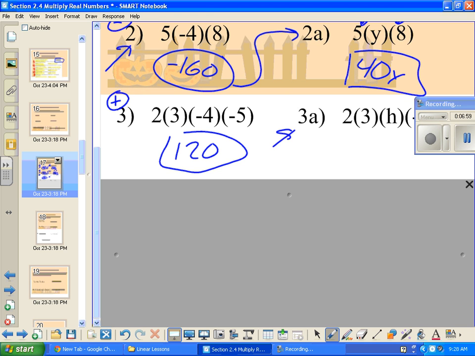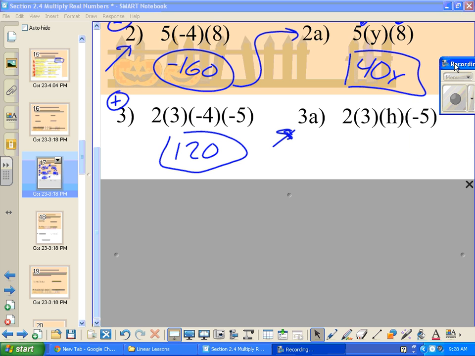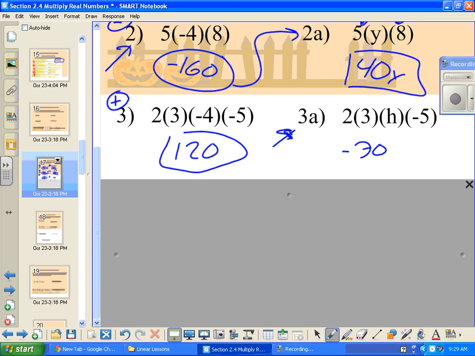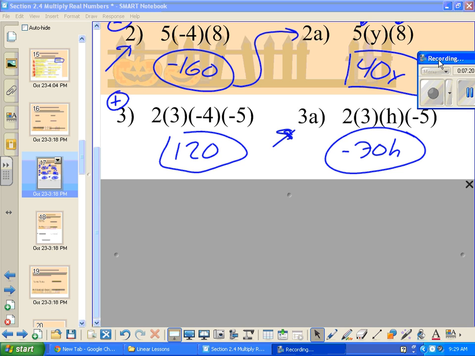Well, again, a problem like today, maybe just a little more algebra involved in it, or at least a variable. I've taken out one of the numbers and just put h in its place. Again, I can multiply all the numbers in that problem together, though, and then just have the variable in my final answer as well, or my final expression. 2 times 3 is 6, times negative 5 gives me negative 30, and then again, I'm going to multiply that by h sometime in the future when I know what h is.